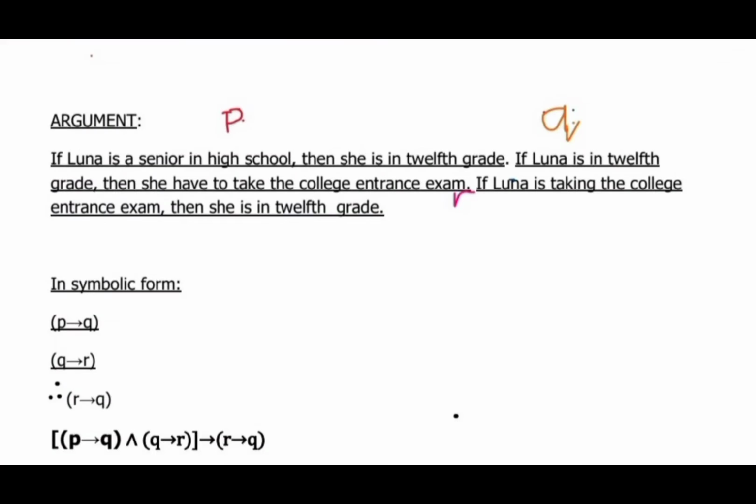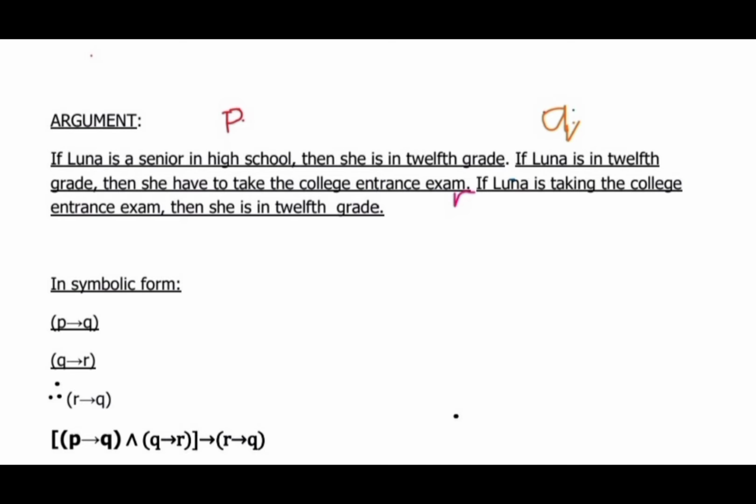Hi, for today, I'm going to express my argument and determine if it is valid or invalid. So let's start. First premise. If Luna is in senior high school, then she is in 12th grade. The second premise. If Luna is in 12th grade, then she has to take the college entrance exam. Then the conclusion, if Luna is taking the college entrance exam, then she is in 12th grade.